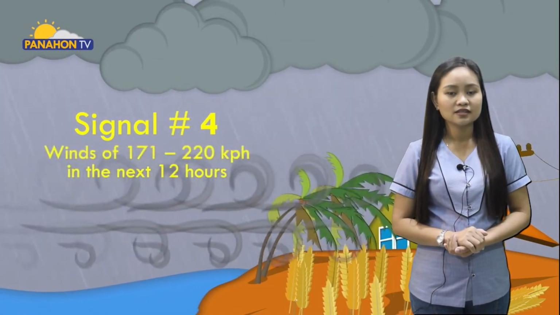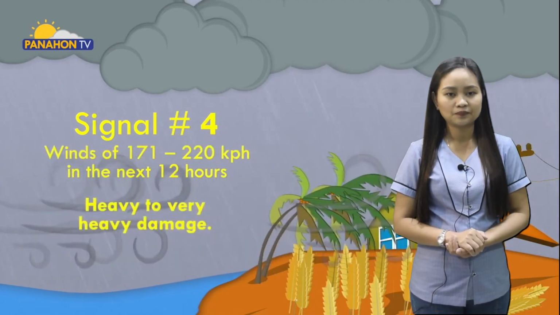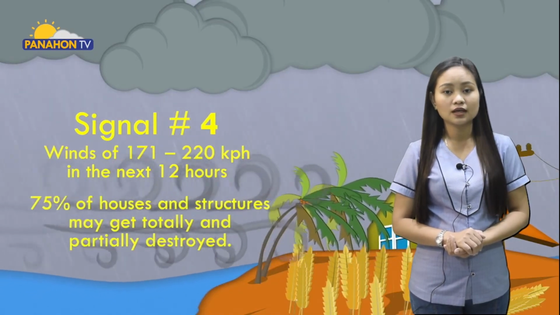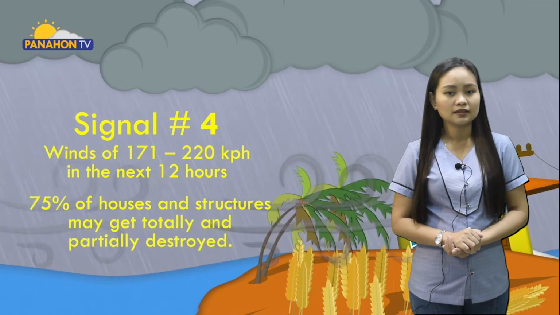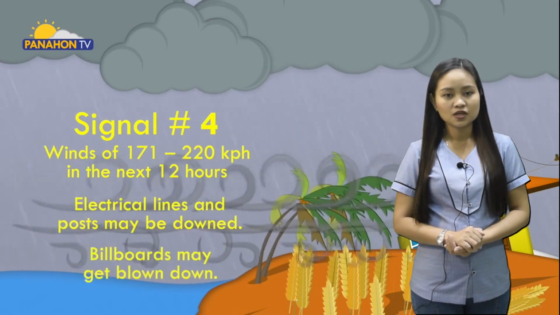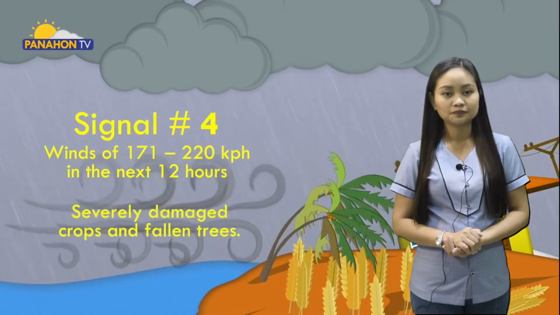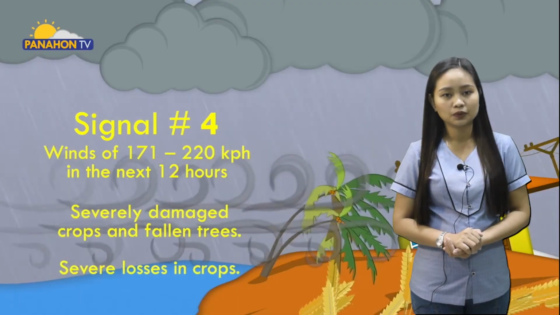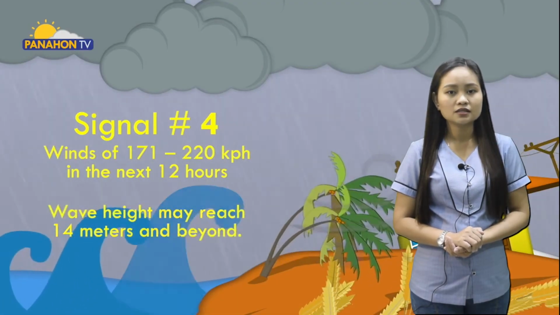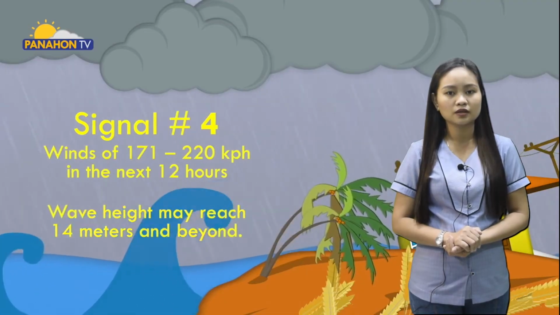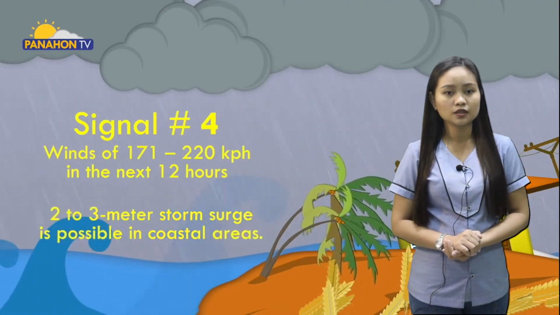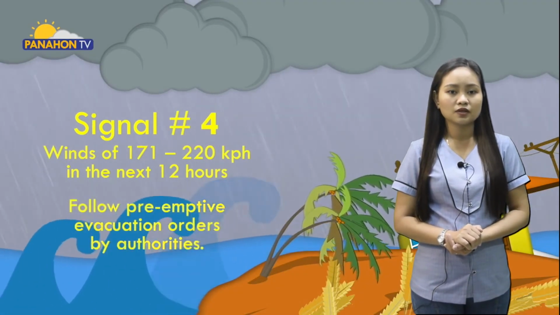Public storm warning signal number 4. A very intense typhoon will affect the locality. Winds moving at a speed of 171 to 220 kilometers per hour may be expected in at least 12 hours. Heavy to very heavy damage may occur. During a very intense typhoon, many large trees may be uprooted. Most residential and institutional buildings of mixed construction materials may be severely damaged, and electrical power distribution and communications may be severely disrupted.